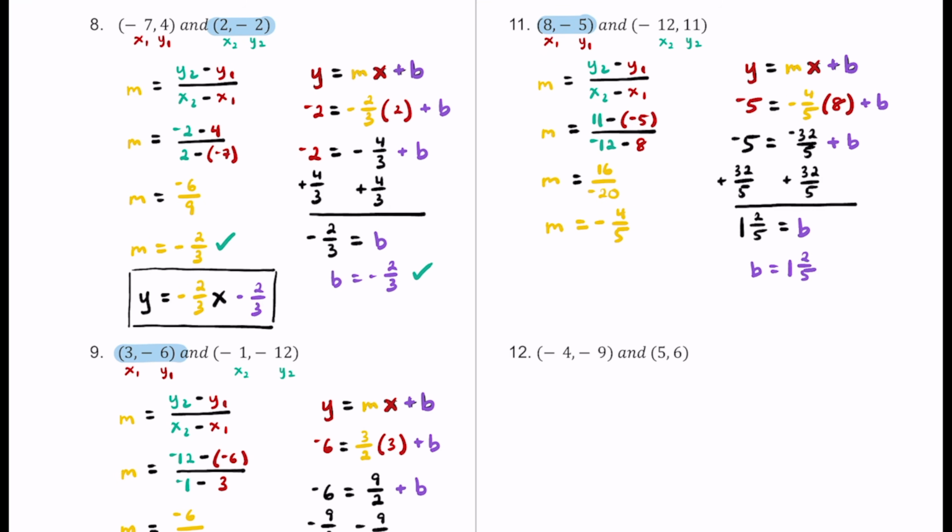So we have our slope, we have our y-intercept, so we have enough information for our slope-intercept form and say y is equal to -4/5 times x, and then plus 1 2/5, because that's the y-intercept, it's positive. So let's go ahead and put it just like this, and that would be our equation.